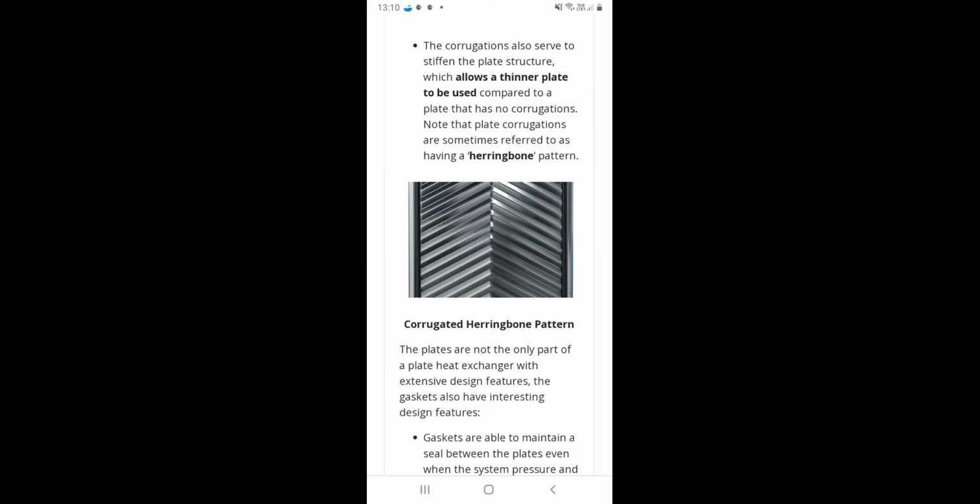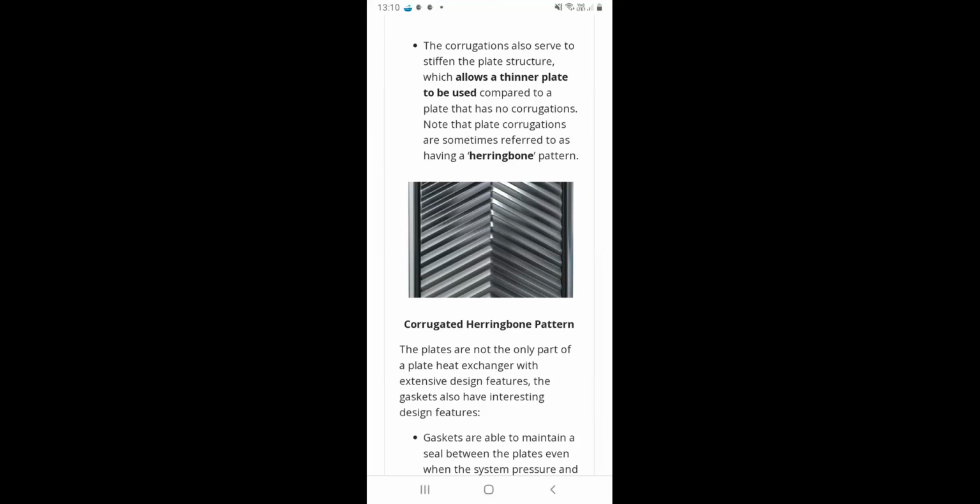So these corrugations also serve to stiffen the plate structure, which allows a thinner plate to be used compared to a plate that has no corrugation. Note that plate corrugations are sometimes referred to as having the herringbone pattern. What is the herringbone pattern? This is also a name for it. This corrugation type plate has another name, the herringbone pattern. Now why is this corrugated herringbone pattern given?